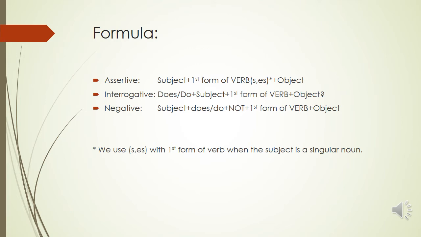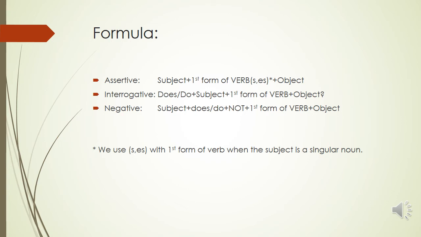But whenever we are converting a simple sentence into an interrogative or a negative sentence, we have to write a helping verb. So in simple present tense we use does or do. See the interrogative formula: does or do with the subject, then the first form of the verb with the object. And negative follows it: subject plus does not or do not, plus first form, plus object.